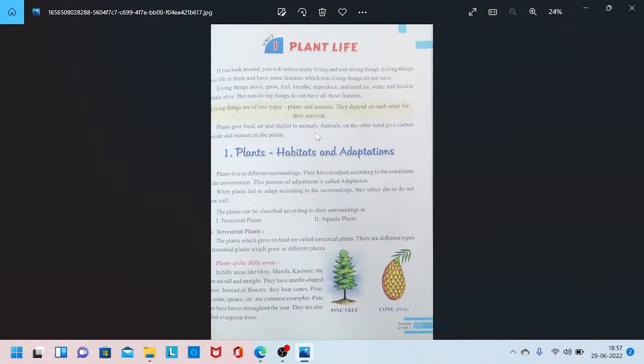Okay, I will also show you here how the pine is different, right? So the plants of hilly areas have these. They will be like that.